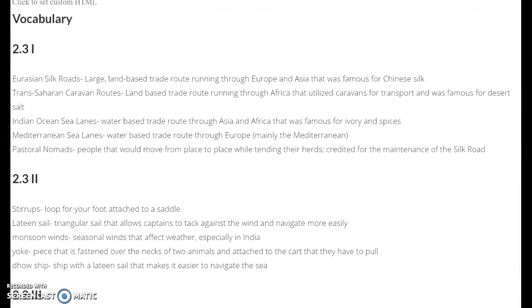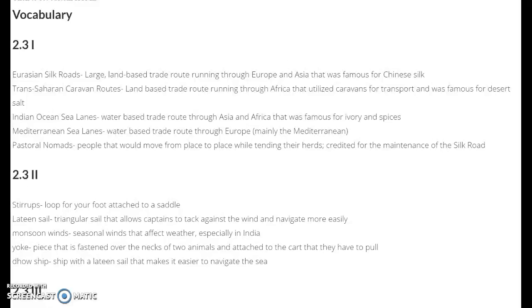Some vocabulary that'll help you in this unit is here. The first one is mostly about the trade routes that were developed. The second one is about the technology that was developed because of these trade routes. And the third one is about the ideas that were passed.